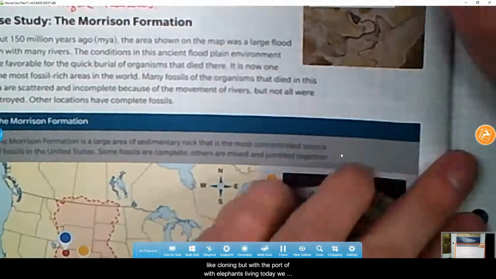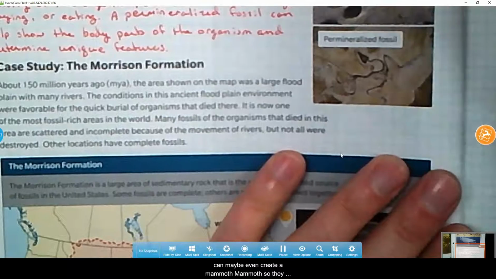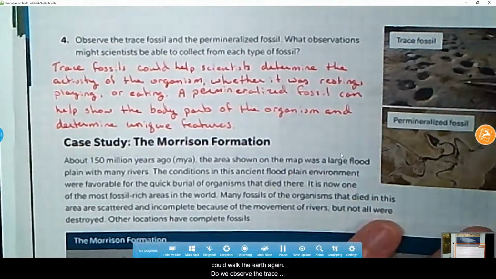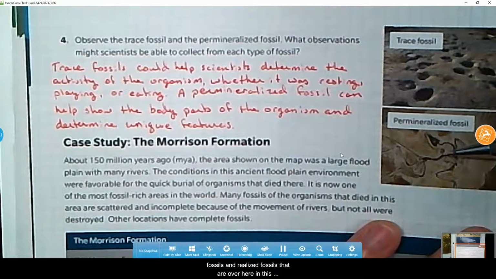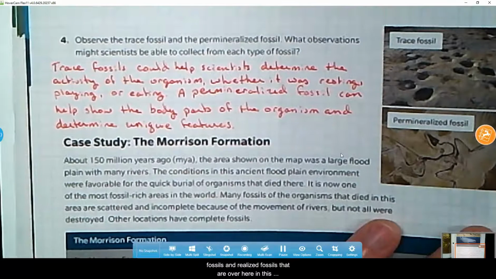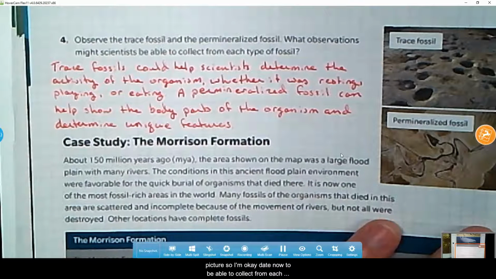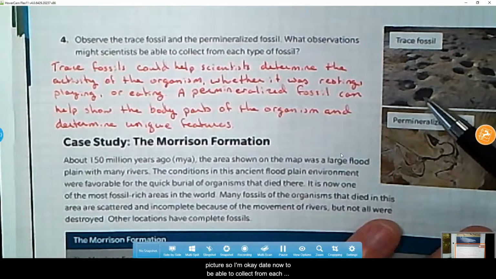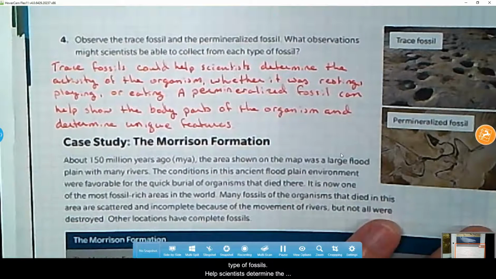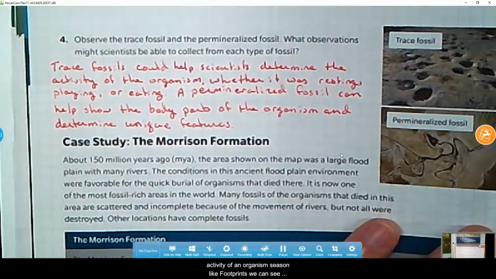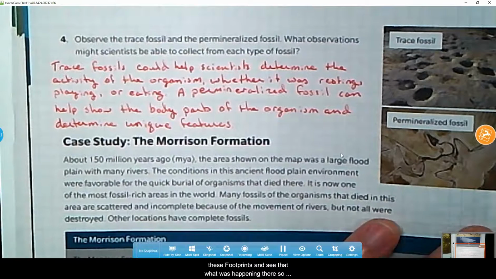So if we observe the trace fossils and permineralized fossils in this picture, so I'm on page 8 now, what might scientists be able to collect from each type of fossil? Well, trace fossils could help scientists determine the activity of an organism. These are like footprints. We could see these footprints and see what was happening there. They could see the activity of an organism, whether it was resting or playing or eating, even walking or running.